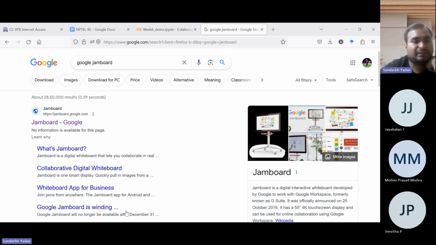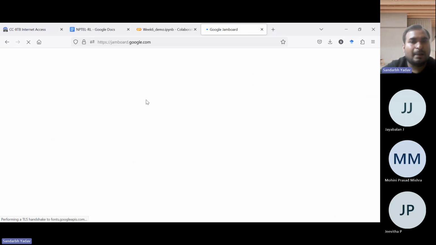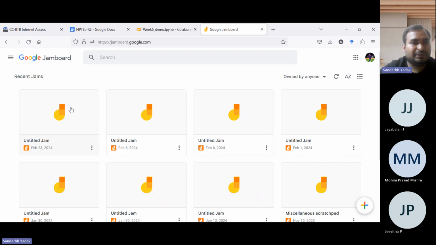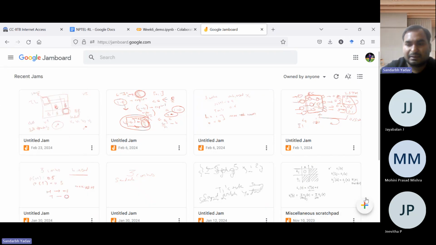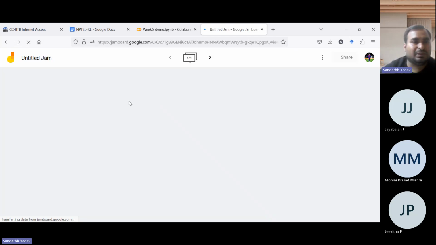So basically, today's demo is regarding Q learning and SARSA. So maybe I'll describe the problem first. The problem is the same one which we have already discussed in class. It's called Cliff World.